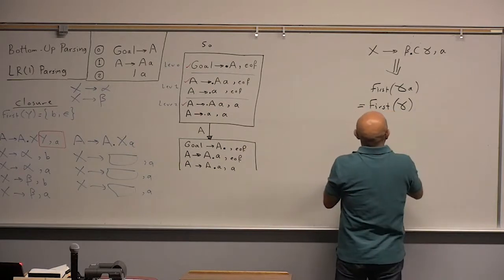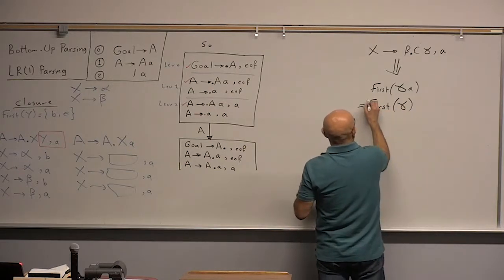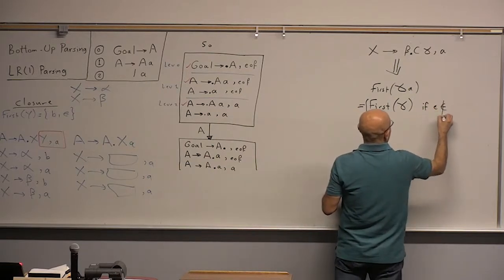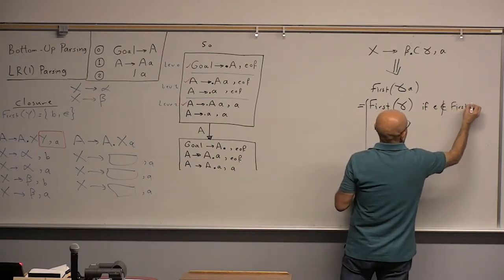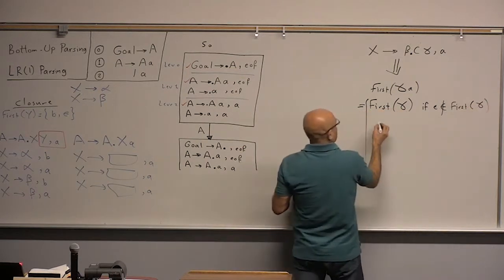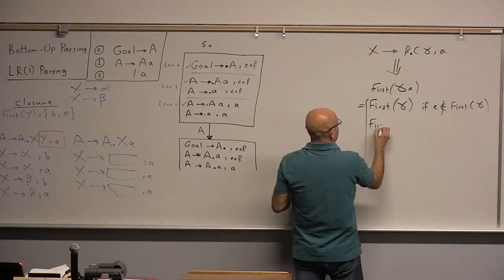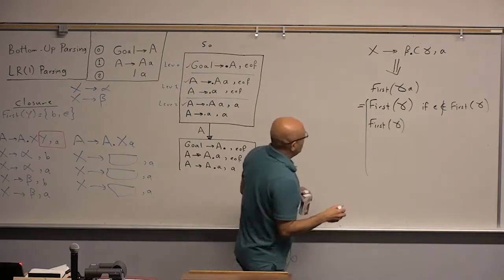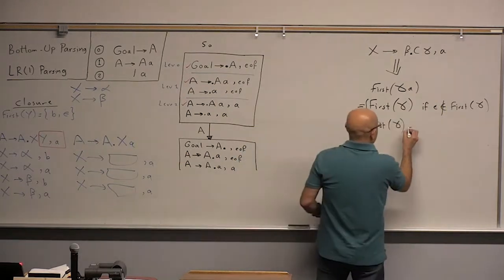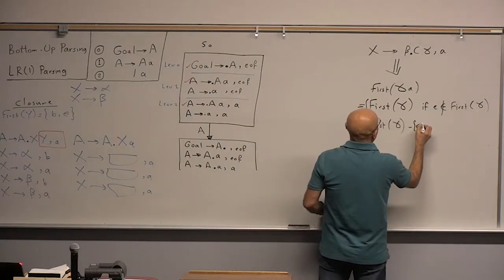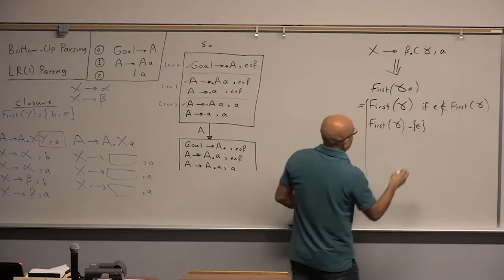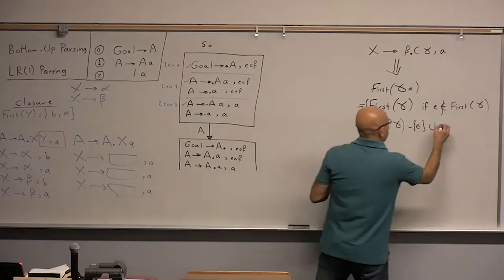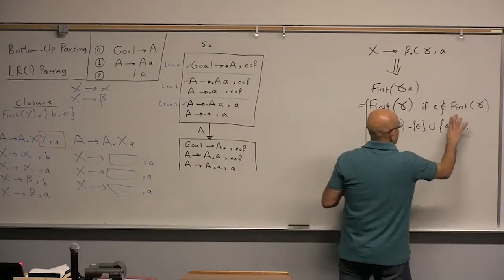Okay, first of gamma A equals first of gamma if epsilon does not belong to first of gamma, and is equal to first of gamma minus epsilon, union A, otherwise.